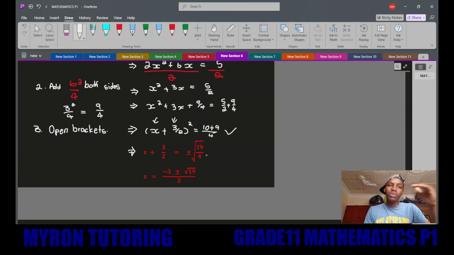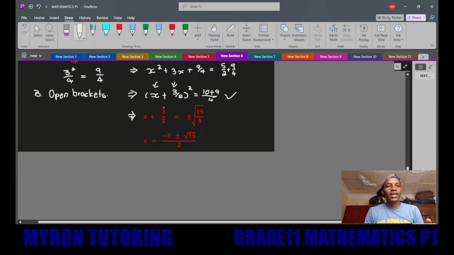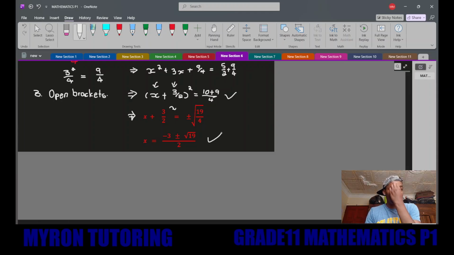Then we square root both sides and solve for x by taking 3 over 2 to the other side. Then there it is solved. That is completing the square.